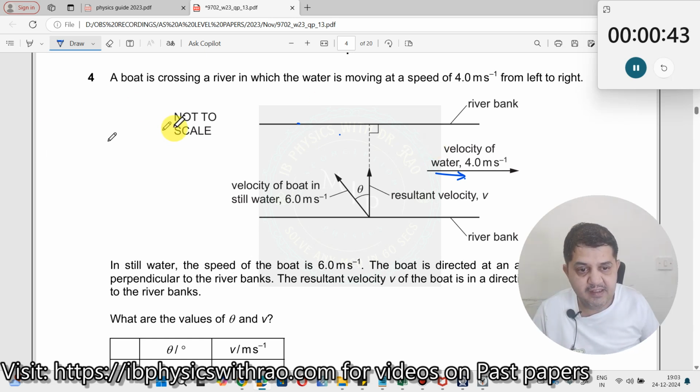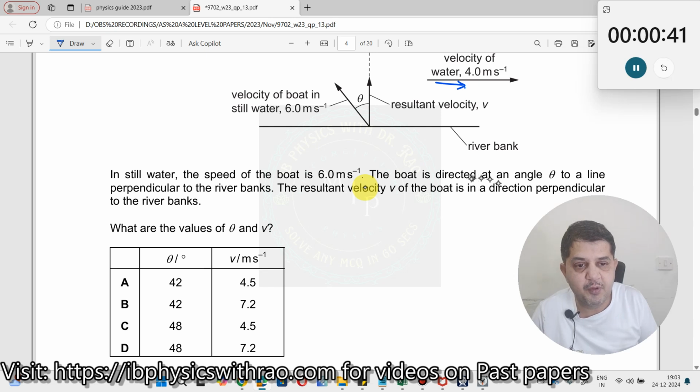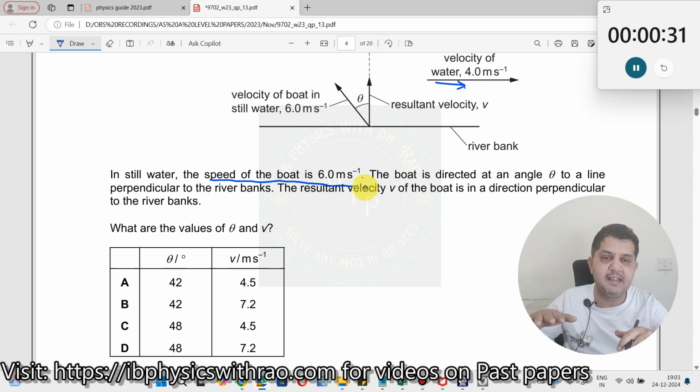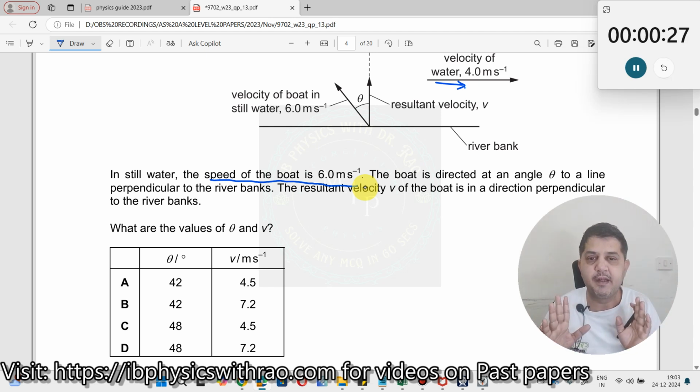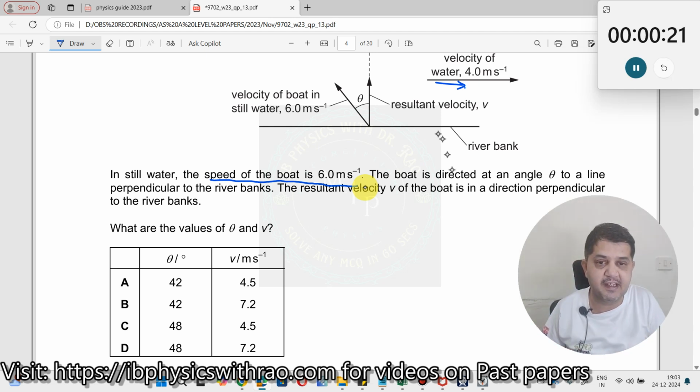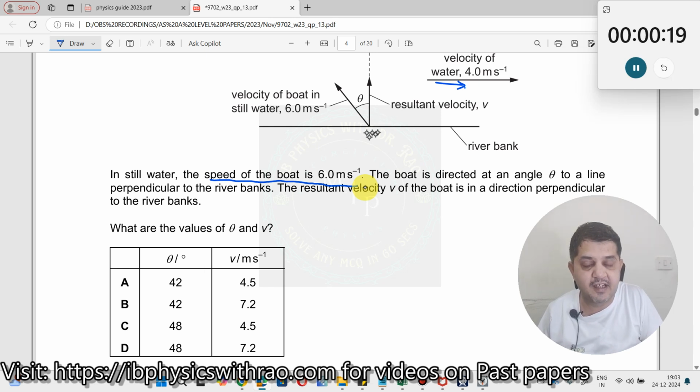The boat is directed at an angle theta to a line perpendicular to the river banks. Now, he says the speed of the boat is 6 meters per second, the maximum speed it can go. At the moment I start the motor of the boat, it can move with the speed of 6 meters per second. That's what it tells you. Don't assume that the boat is also moving at 6 meters per second at any instant. That's not the right idea here.